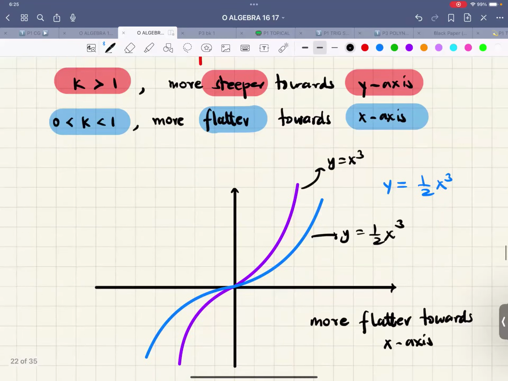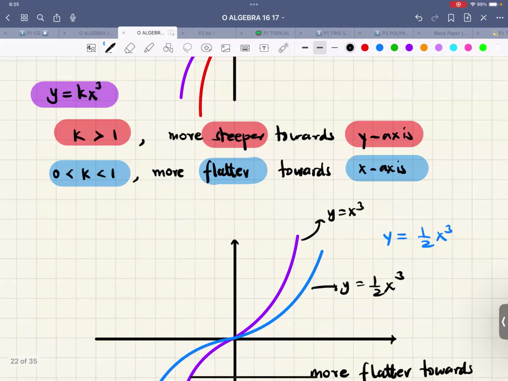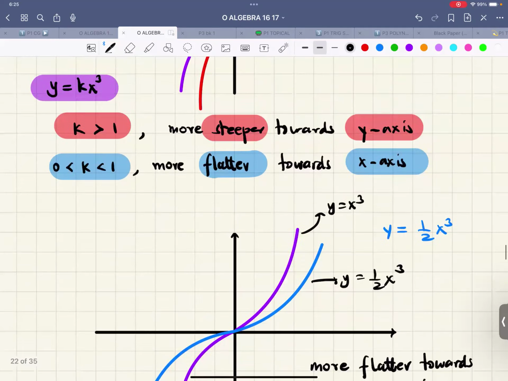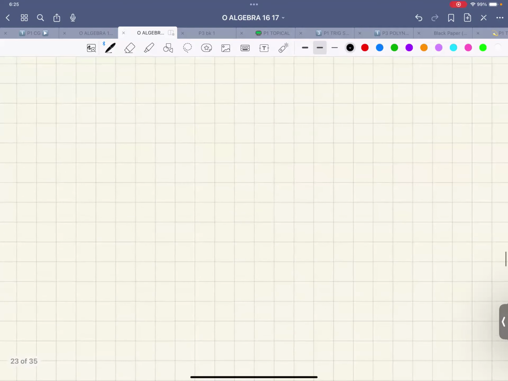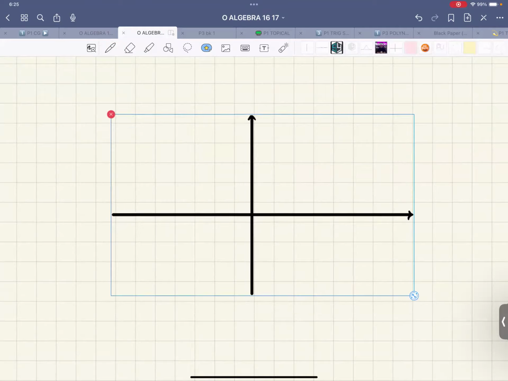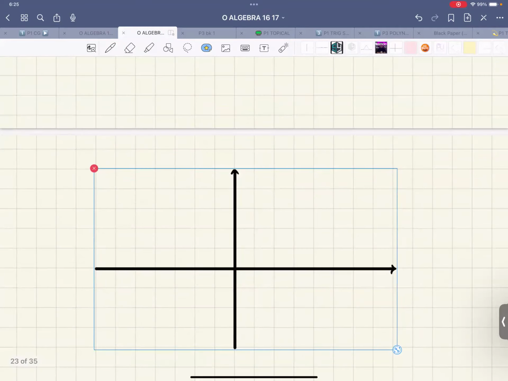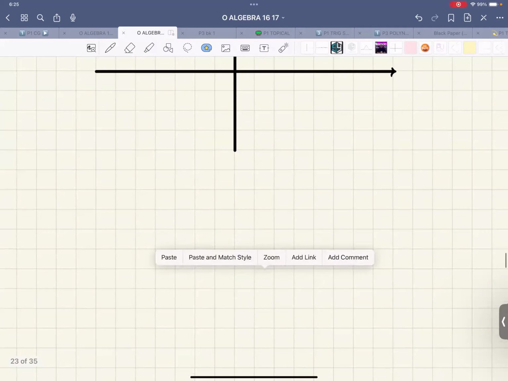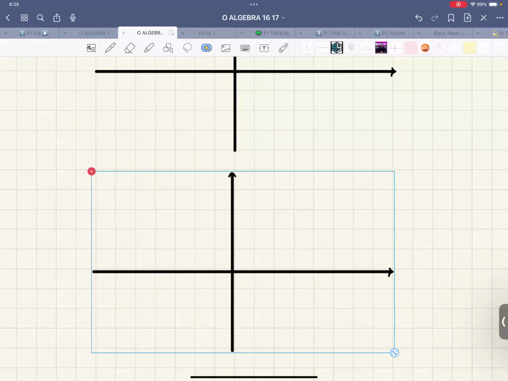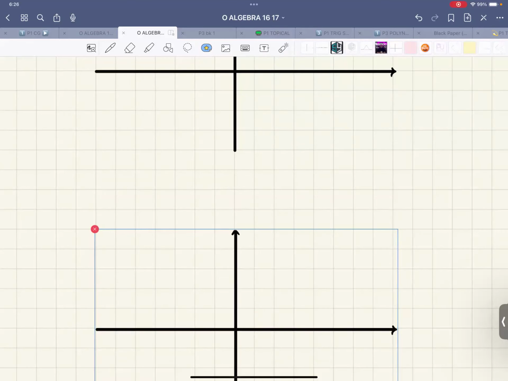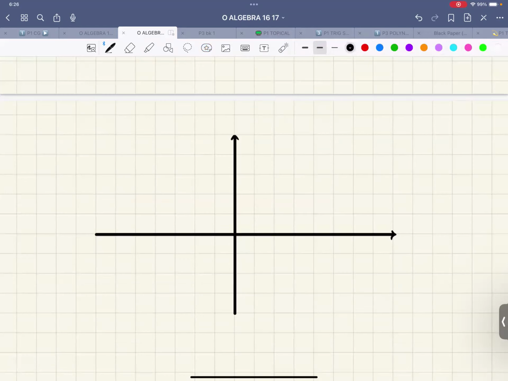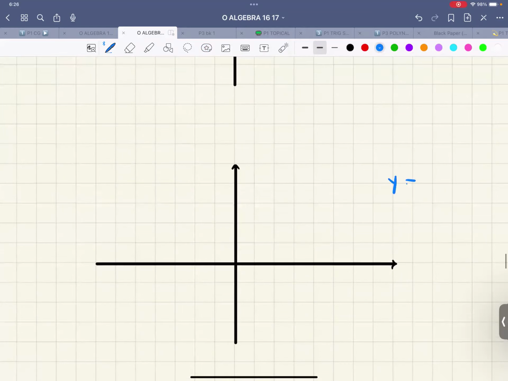Now, someone can ask this question, what if k is less than -1? That means I'm interested. Let me draw it over here. And I'll give you time to copy it down. Otherwise, it's kind of bulky, so it will become difficult for you to retain all this knowledge. So let me just write it over here. So now I'm interested in drawing y equals -2x cubed. I'm interested in drawing y equals negative half x cubed.